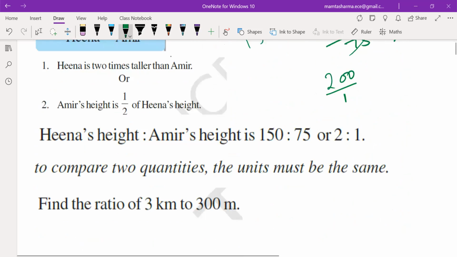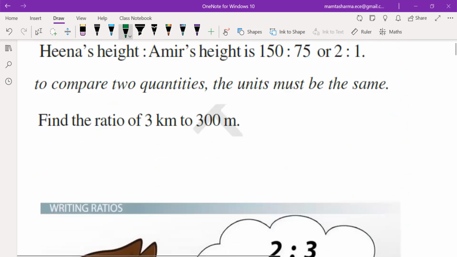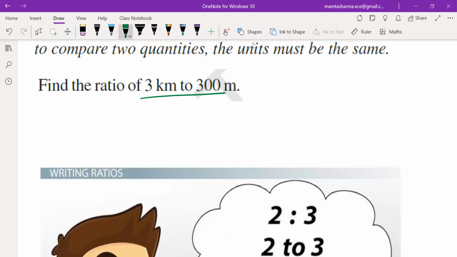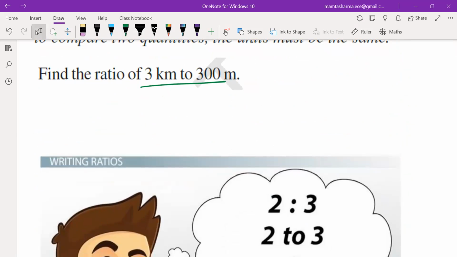Now see, if I say find the ratio of 3 kilometer to 300 meter, find it out and type your answer. Ritik, Nimala.